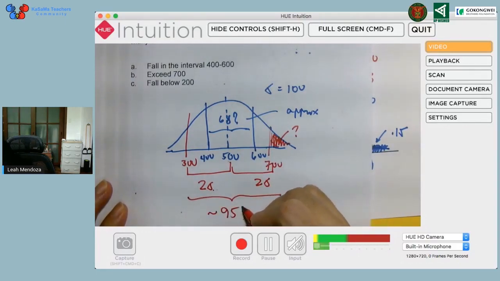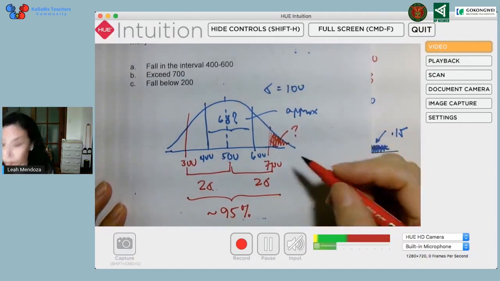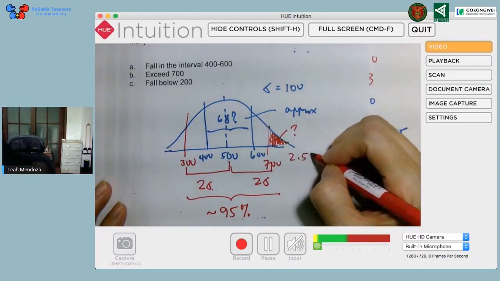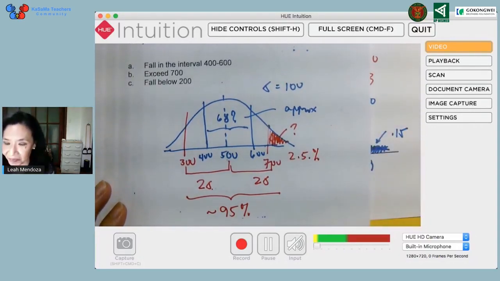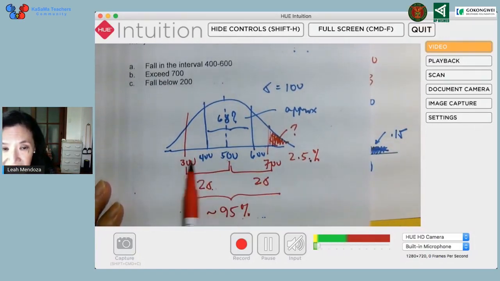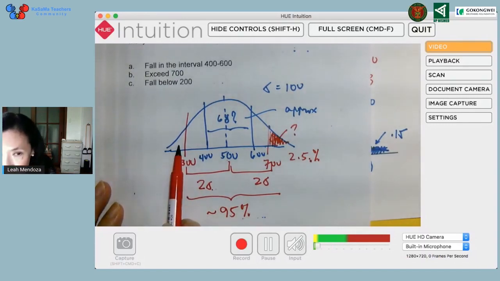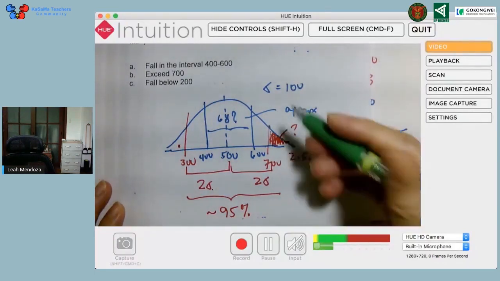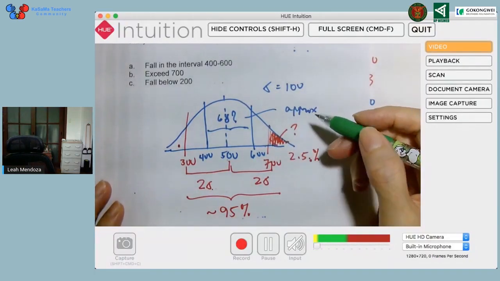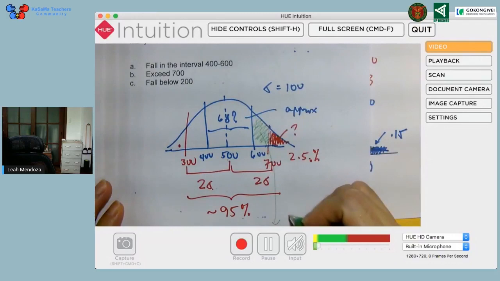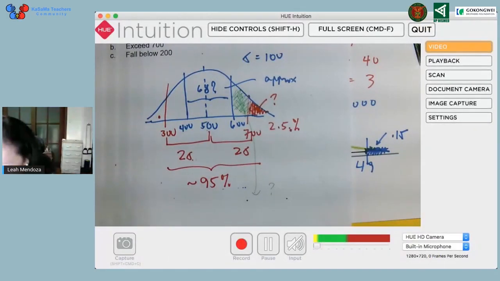Approximately 95%. So what lies here? Very good. 2.5%. Okay? And where does the other 2.5% lie? Here. Below 300. Okay. Let me ask one last question. How many lie between 600 and 700? This one. Very good. It is 13.5%.